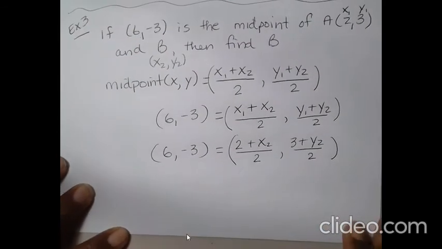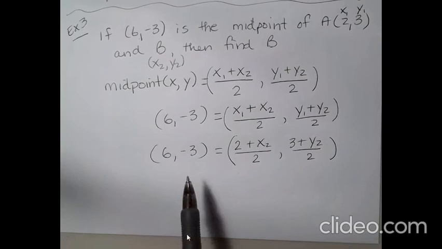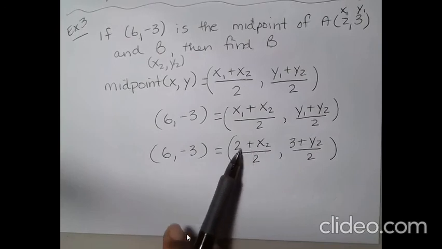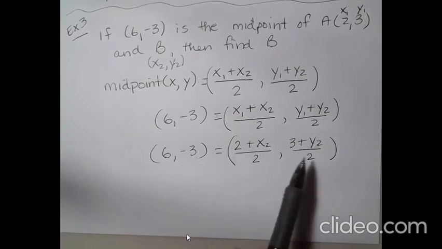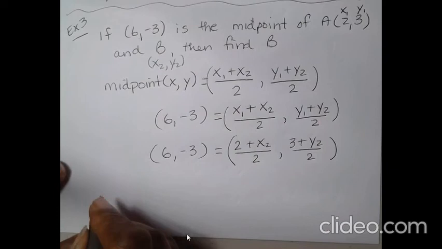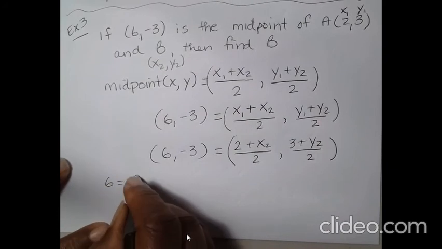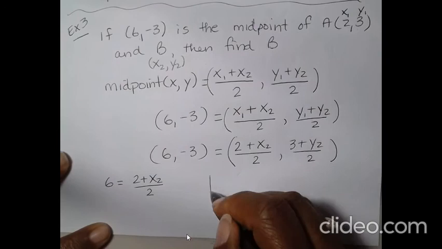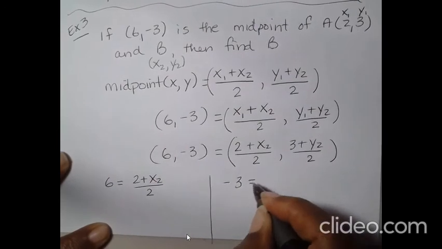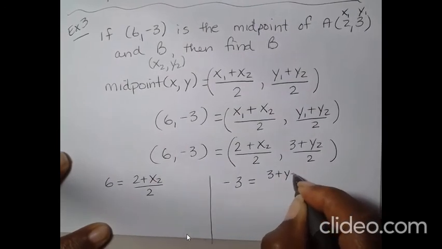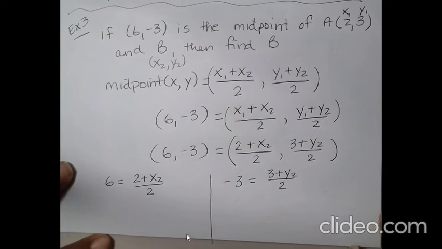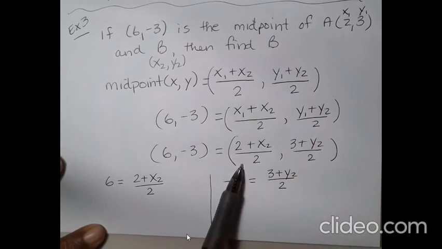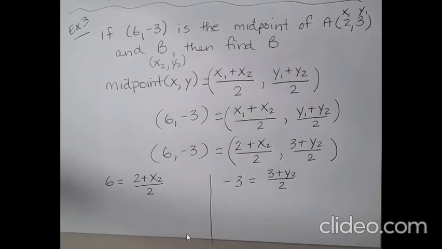So the 6 is equal to this first coordinate and -3 is equal to the second coordinate. Let's put these together. 6 equals (2 + x2)/2, and -3 equals (3 + y2)/2. 6 equals the first coordinate, -3 equals the second coordinate. So let's solve for x here, then solve for y in the next one.